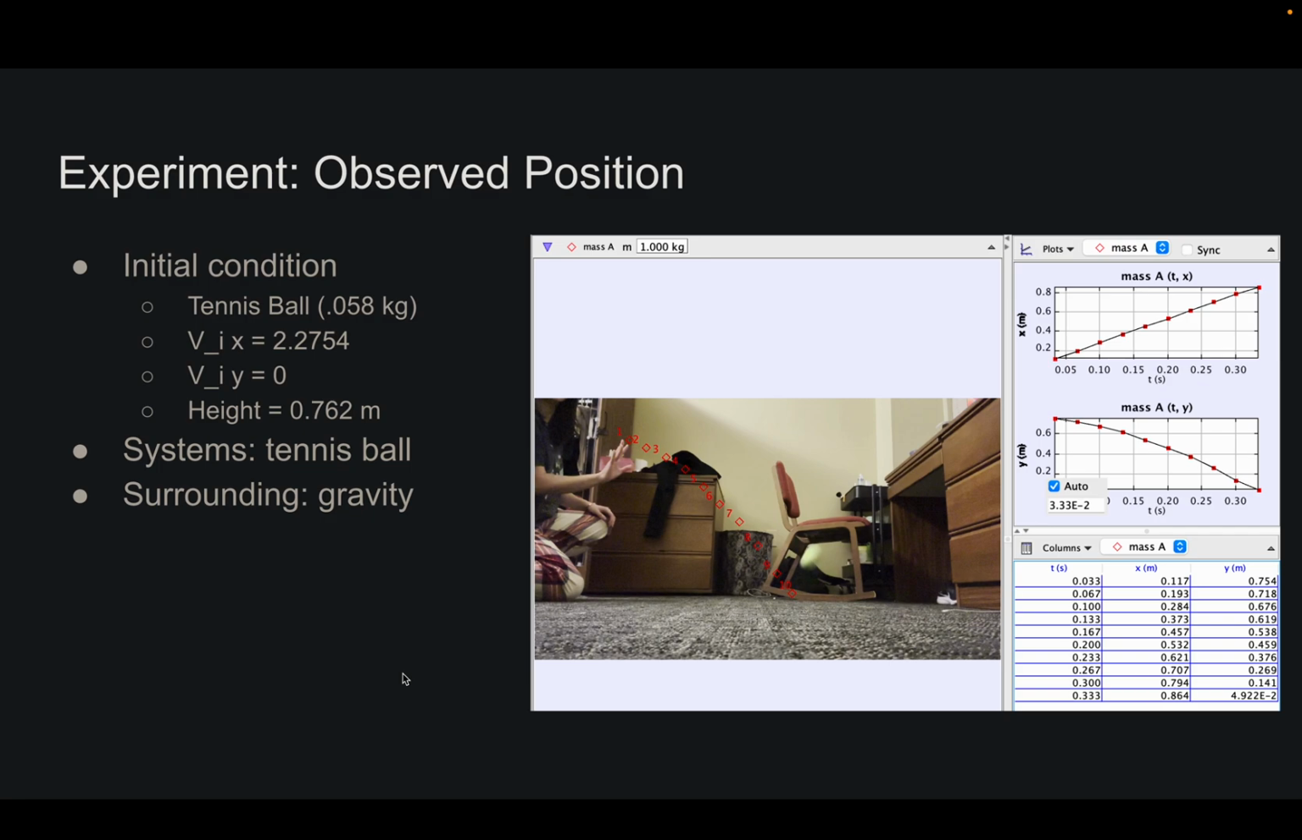And for the experiment, the observed position is that the initial condition of the tennis ball is a mass of 0.058 kilograms. Initial velocity of x is 2.2754. Initial velocity of y is 0 and height is 0.762 meters, and the system is the tennis ball and the surrounding is gravity, and this is how it's shown as it is graphed.